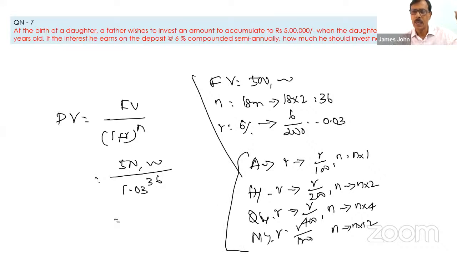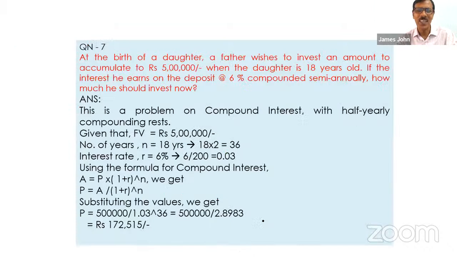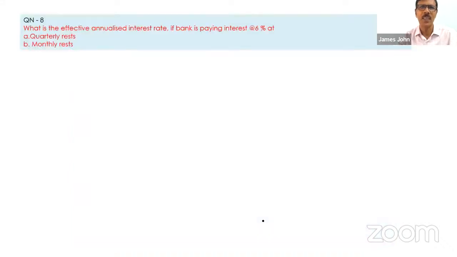Am I correct? Sir, the answer. What is the answer, sir? What is the answer you got? Tell me, then I'll tell. What's your answer? 1 lakh 520. Okay, good. Shall I go to the next one? Yes.